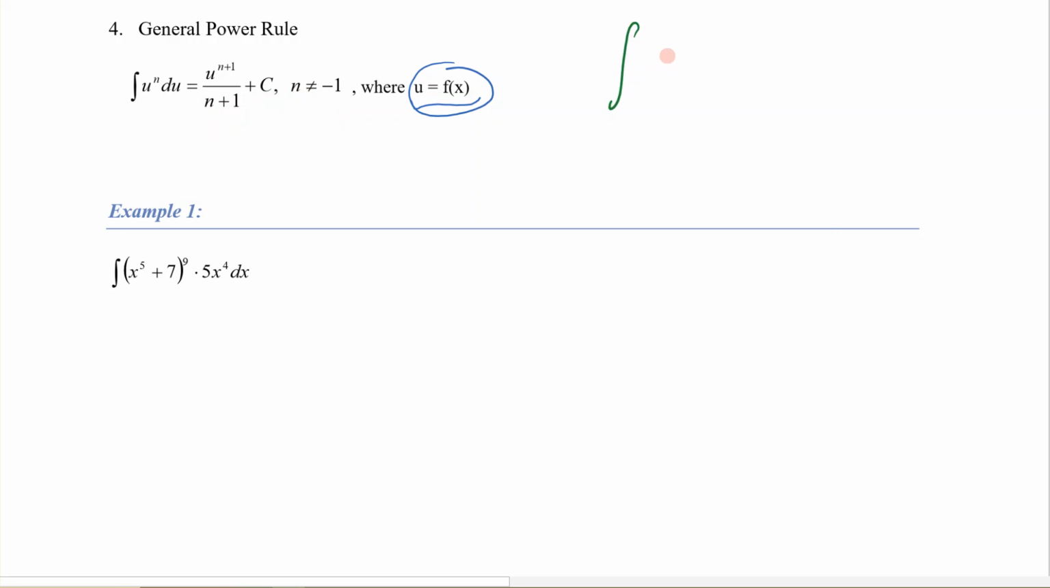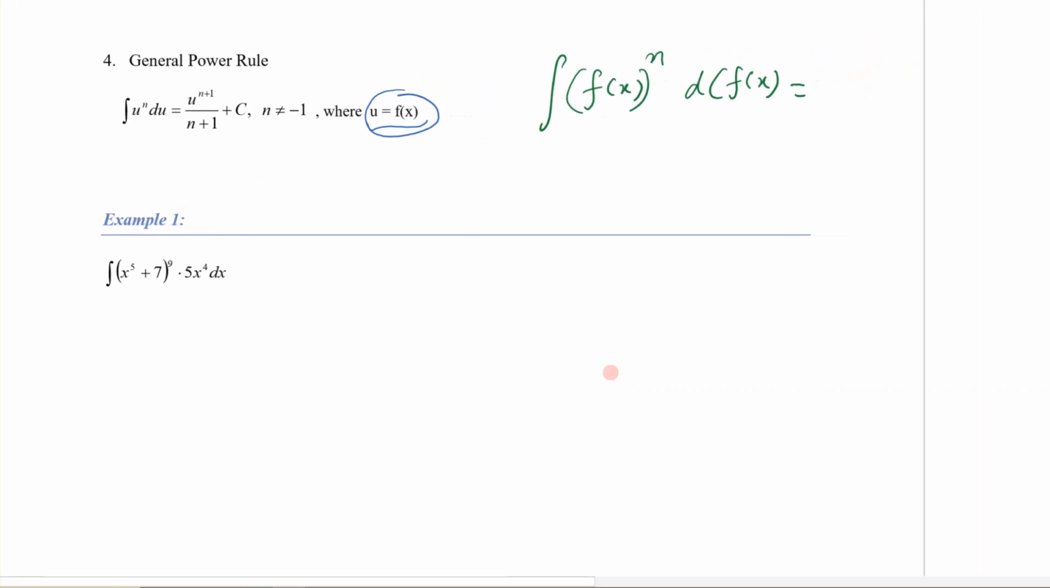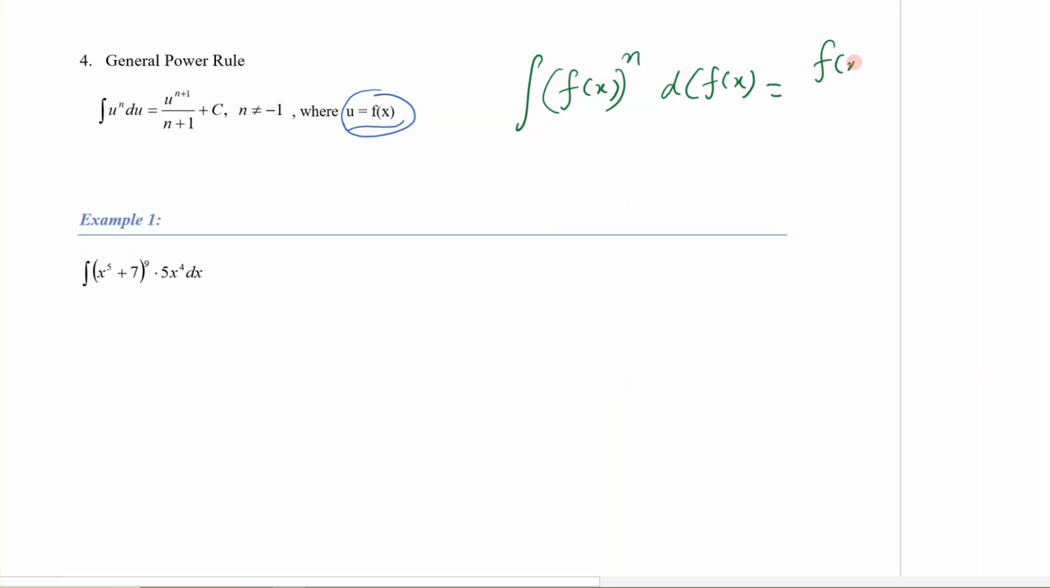So if I plug in u equals f(x), my formula becomes: if you have f(x) raised to power n and then d of f(x), the integral is equal to u raised to power n plus 1 over n plus 1, plus c, and n should not be equal to -1.